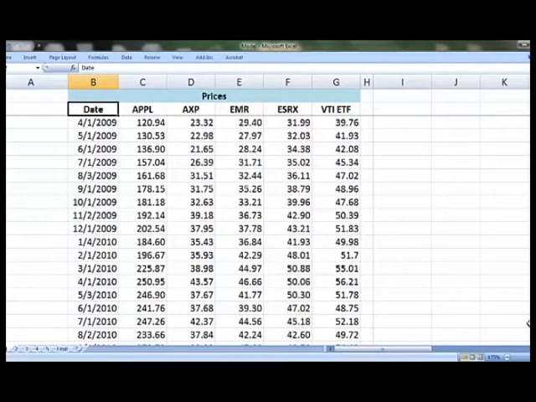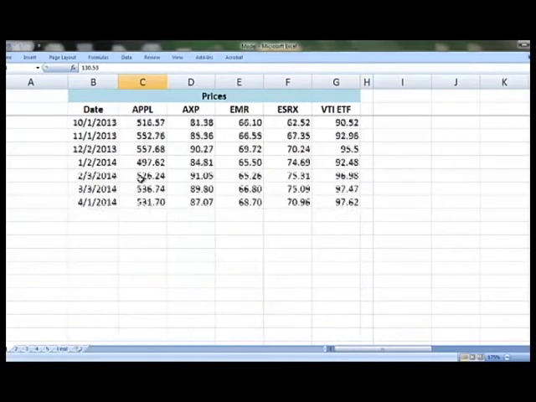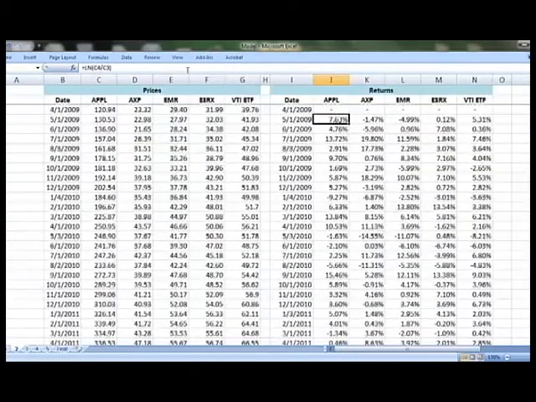Let's now look at an example of how the Sharpe ratio can help structure a good portfolio. The following is a 5-year price history of Apple, American Express, Emerson Electric, Express Scripts, and a Vanguard ETF that tracks the total stock market. With this 5-year price history, we are able to calculate monthly returns using the ln function.